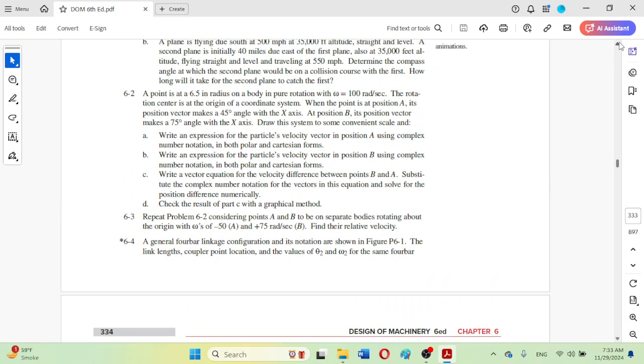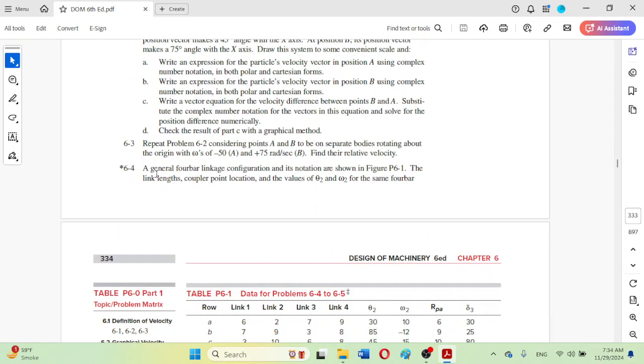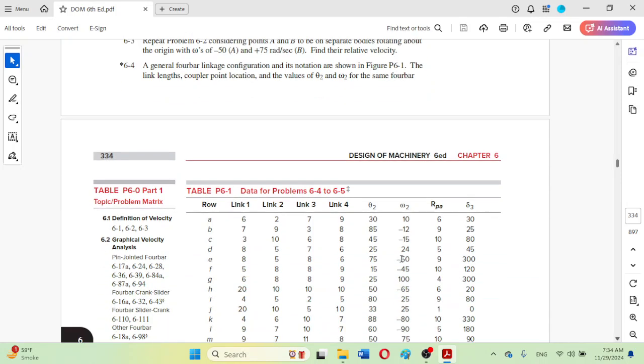In this video I will be suggesting some problems which can be solved depending upon the articles that have been studied in this chapter number 6 of velocity analysis. So problem 6-4 is also included a general 4-bar linkage configuration and its notations are shown in figure P6-1. So actually this is the table for the problem 6-4.